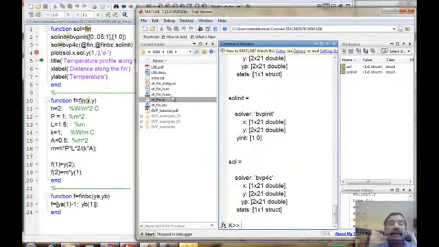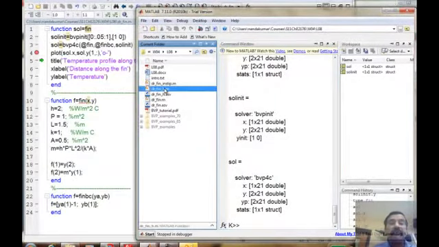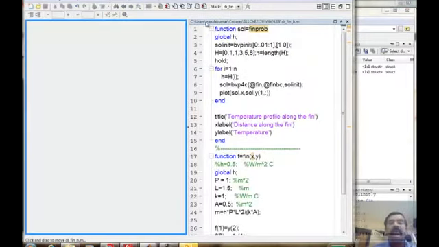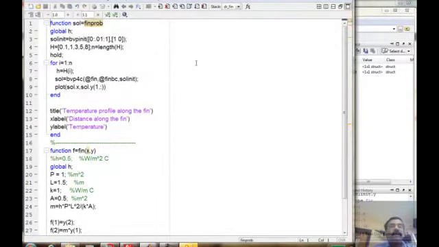Okay, so to save time, I have already pre-built that. So let me close that. It is essentially the same function, but in the second line, I declared h, the heat transfer coefficient, as global. What that means is, if I set the value there, it will be picked up by all the other functions. Otherwise, the variables are local to a function.